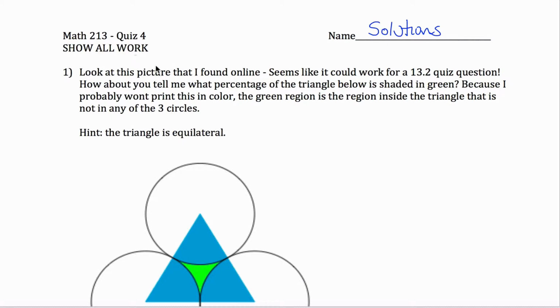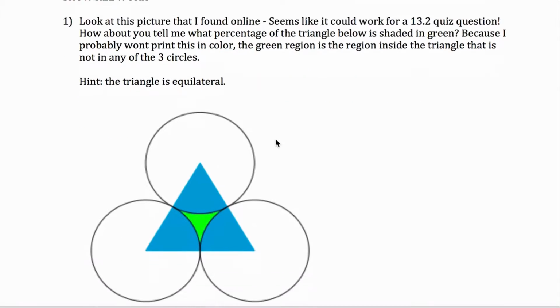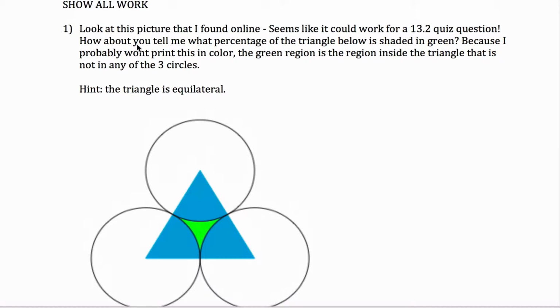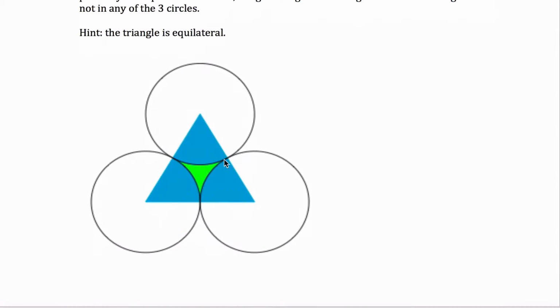All right, here are solutions for quiz 4, I guess, for Math 213. You're supposed to look at this picture here, and you see a triangle, and you're asked what percentage, I think. Is that what it says? How about you tell me what percentage of the triangle below is shaded in green?